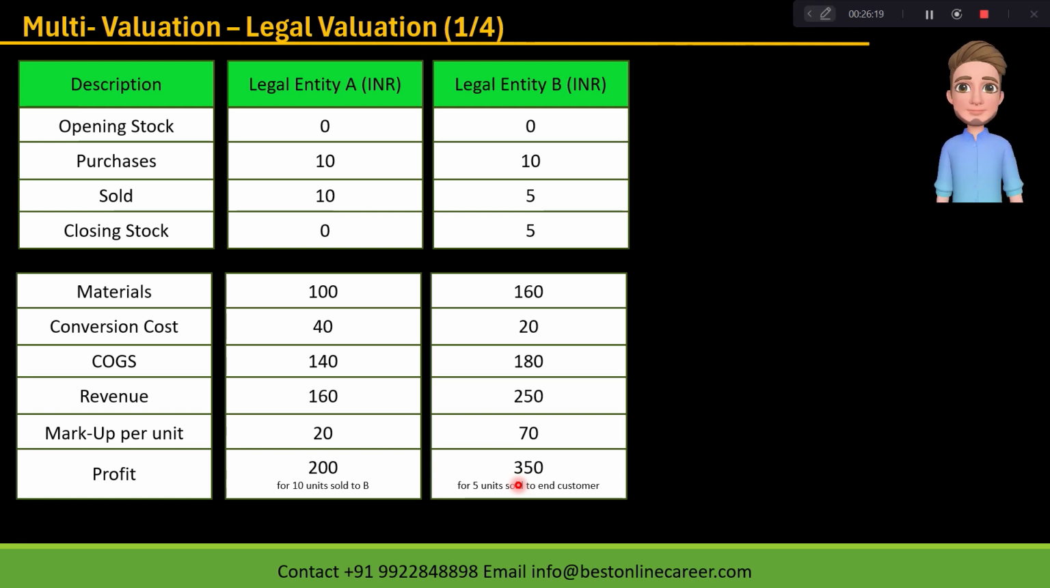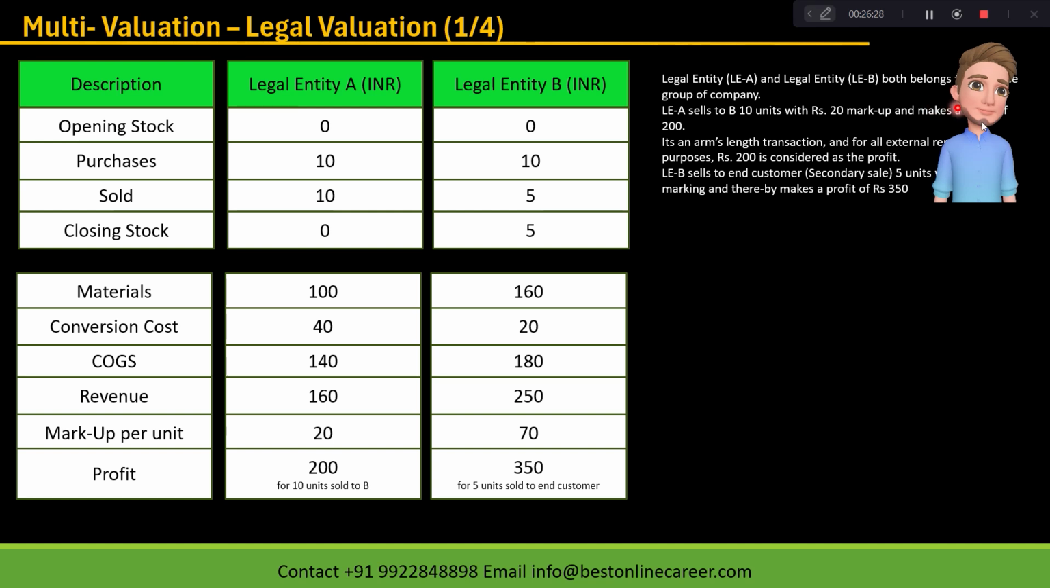Now from a group perspective, what is the profit? From a group perspective, what is the profit? Now let's look at it. I have this avatar here covering legal entity A and legal entity B, both belonging to the same group. Whatever I have explained is the narration I have added here. Legal entity A sells 10 units with a markup of 20 and makes a profit of 200. It's an arm's length transaction, and for external reporting purposes 200 is considered as the profit, right? That is what is considered.